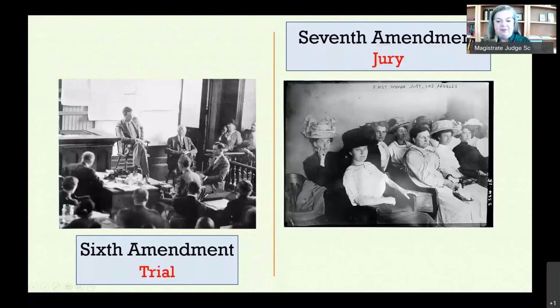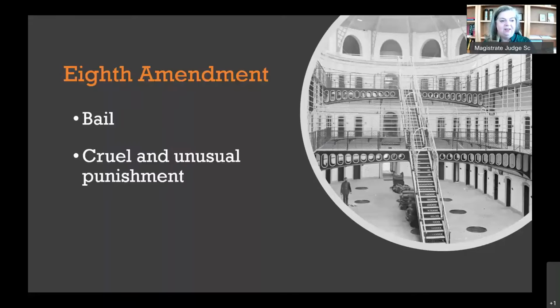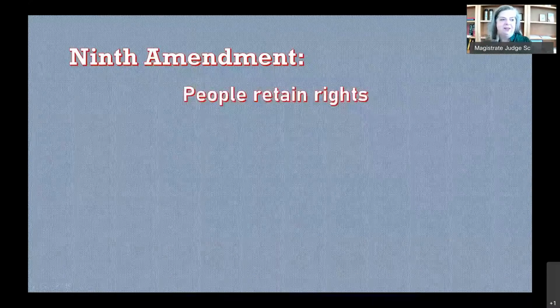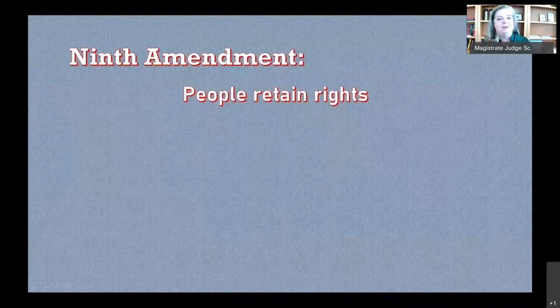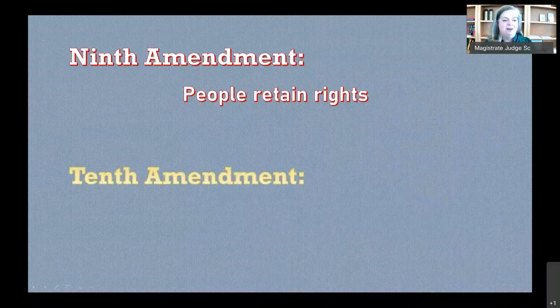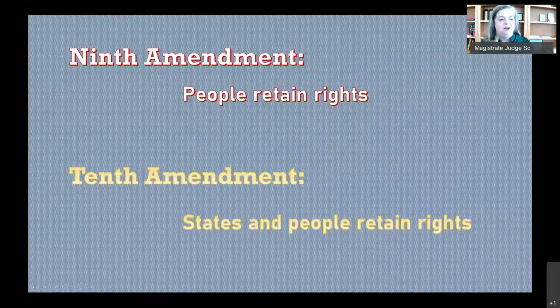The Sixth Amendment protects rights at trial. The Seventh Amendment protects the right of a jury. The Eighth Amendment protects against certain conditions under bail and cruel and unusual punishment. The Ninth and 10th Amendments relate to the structure of government and the people's relationship to the government. Under the Ninth Amendment, the focus is on the people retaining their rights not included in the powers of the government. And under the 10th Amendment, the states and the people retain certain rights.